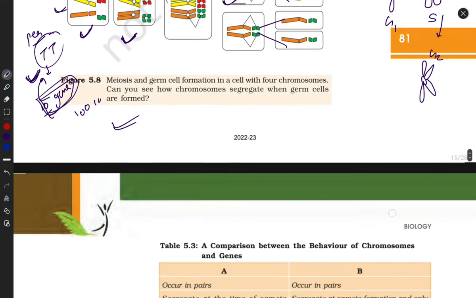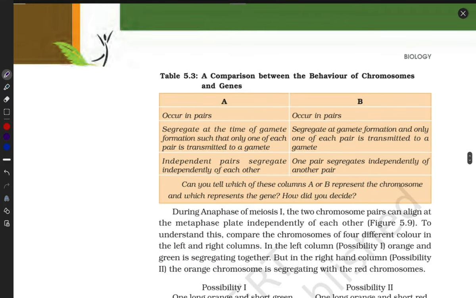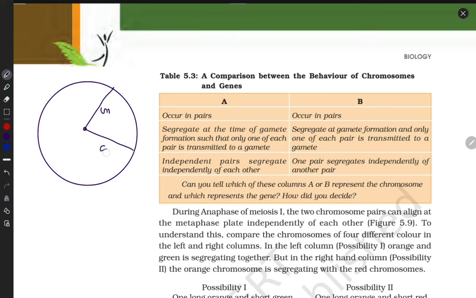Now let me draw a simple thing. This is the cell cycle: G1 phase, S phase, G2 phase. Now there is meiosis, karyokinesis, and guys, the cytokinesis phase.